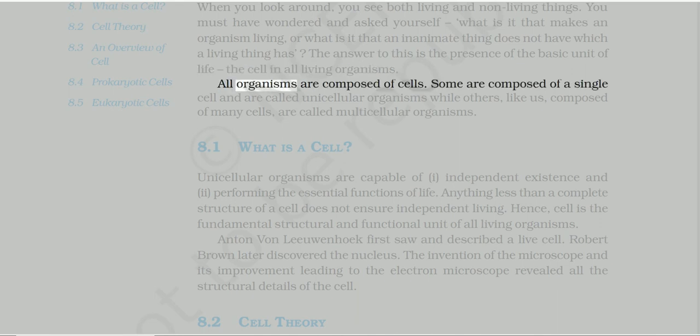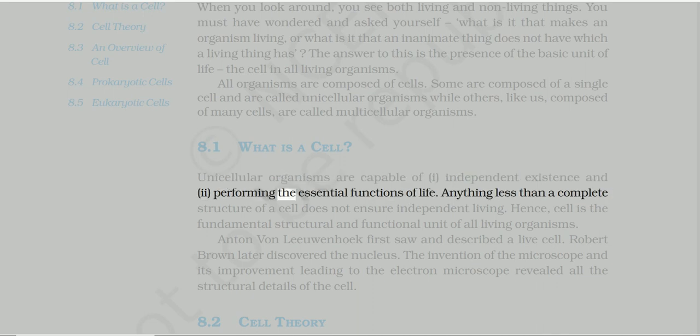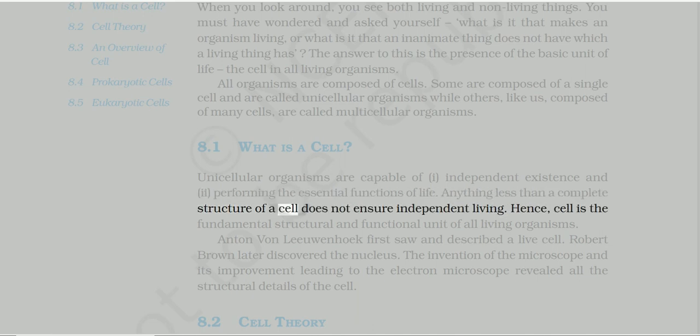All organisms are composed of cells. Some are composed of a single cell and are called unicellular organisms, while others, like us, composed of many cells, are called multicellular organisms. 8.1 What is a cell? Unicellular organisms are capable of 1. Independent existence and 2. Performing the essential functions of life. Anything less than a complete structure of a cell does not ensure independent living. Hence, cell is the fundamental structural and functional unit of all living organisms.